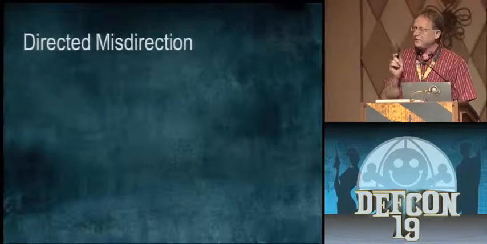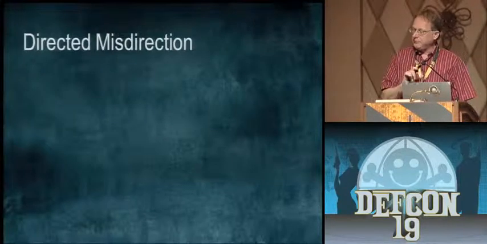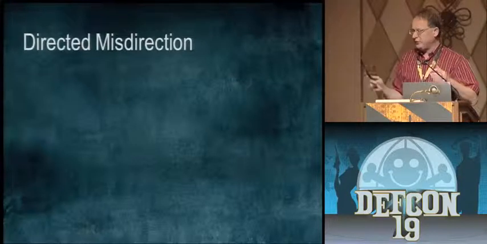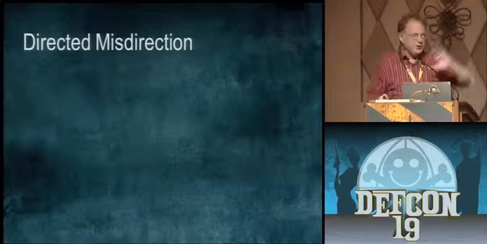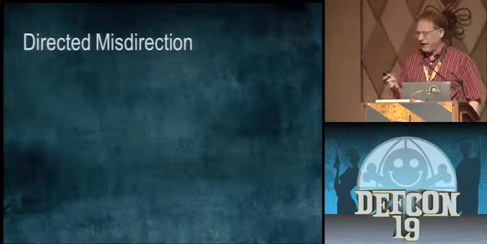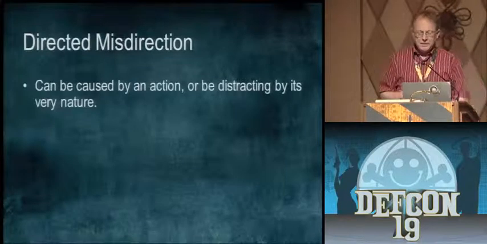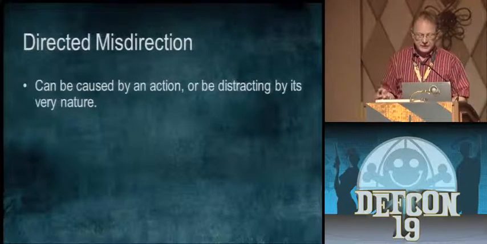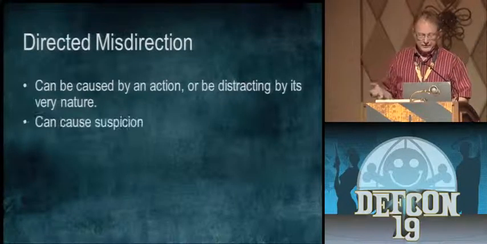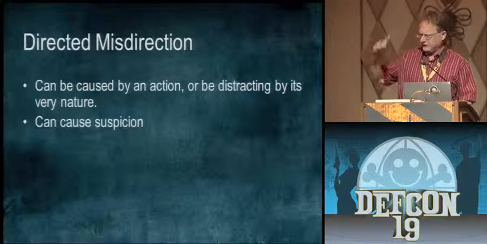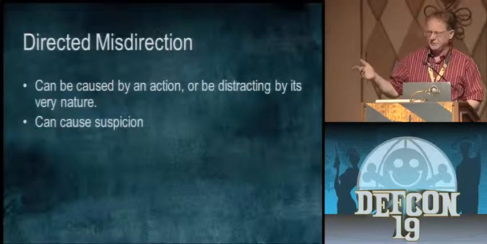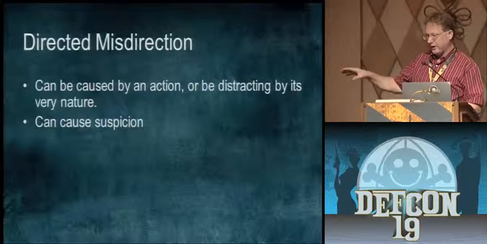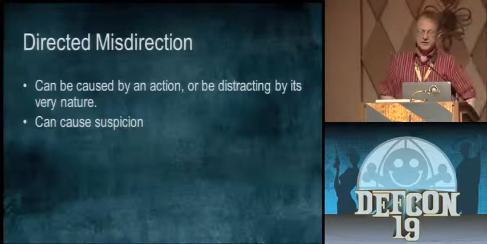Now, there are different kinds of misdirection. The first one is directed misdirection, where you say, look over there, and of course that doesn't always work. It has to be something logical that makes sense. If it doesn't make sense, it might be suspicious, and if you're suspicious, you may not look where they want you to look. You may look elsewhere. So it's really important to make this make sense.